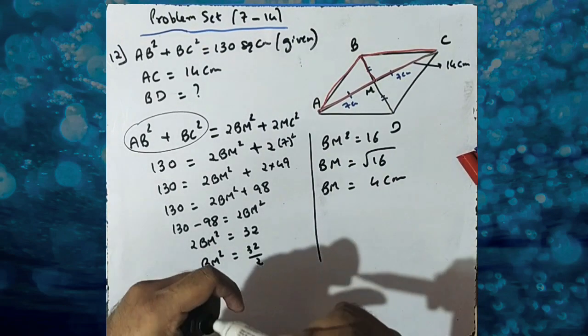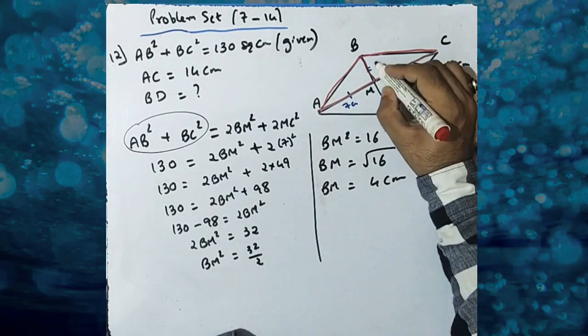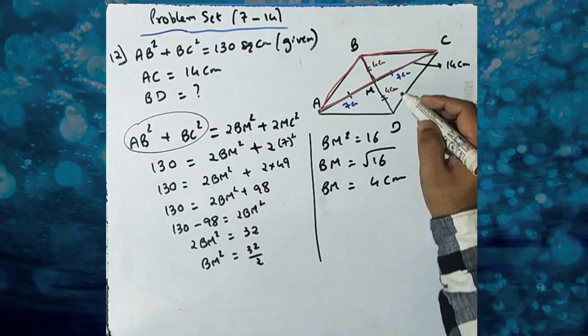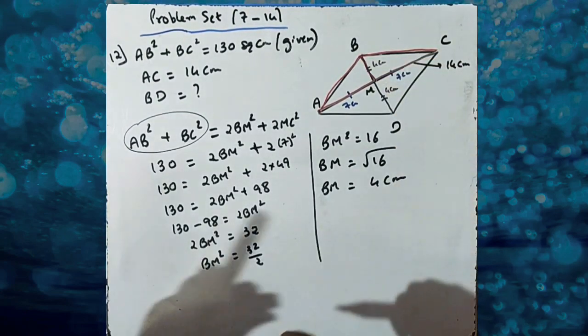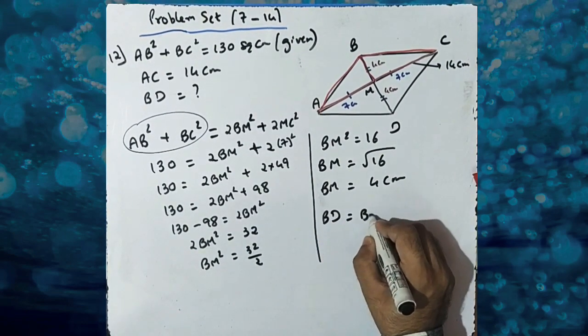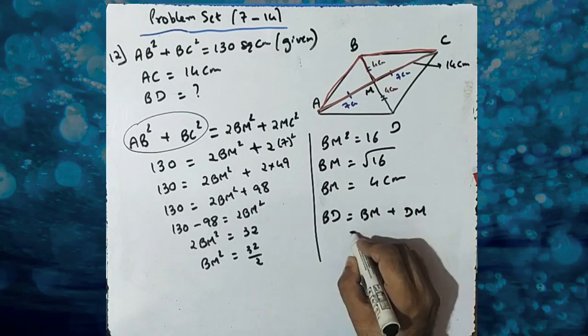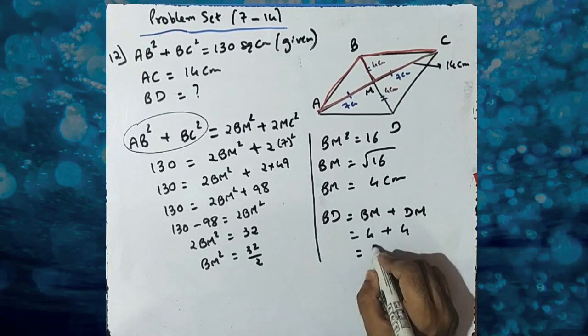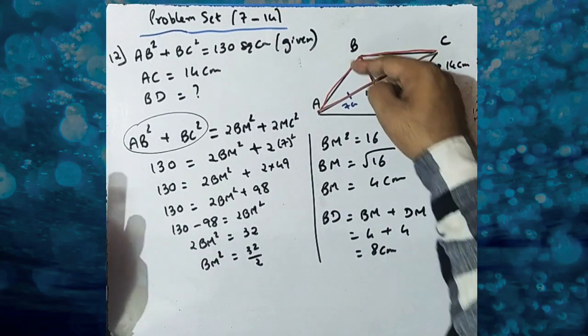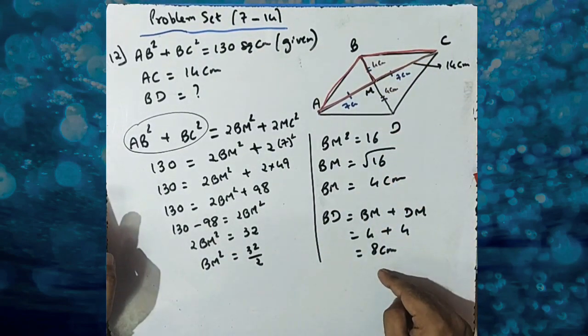If BM is 4 centimeter, then MD will also become 4 centimeter, because M is the midpoint of BD. Therefore, BD is equal to BM plus DM, 4 plus 4, 8 centimeter. So we have found out the length of the other diagonal as 8 centimeter.